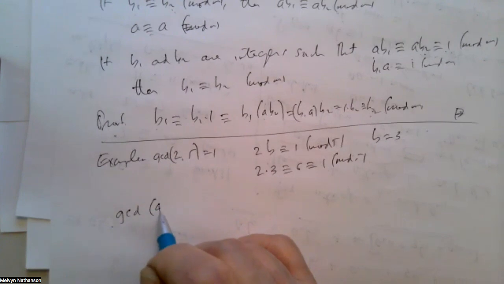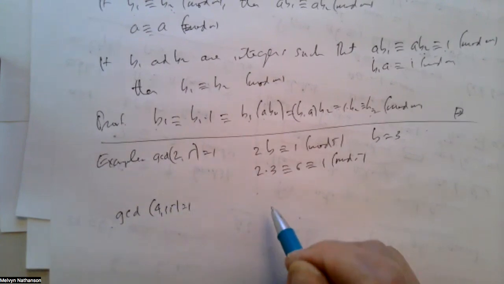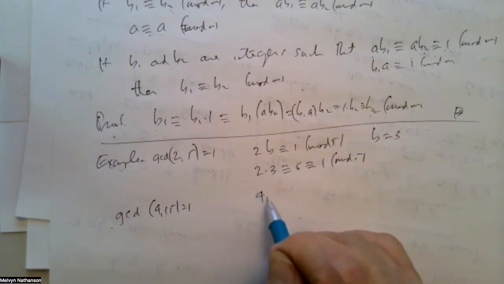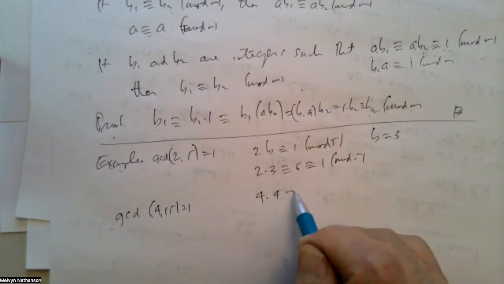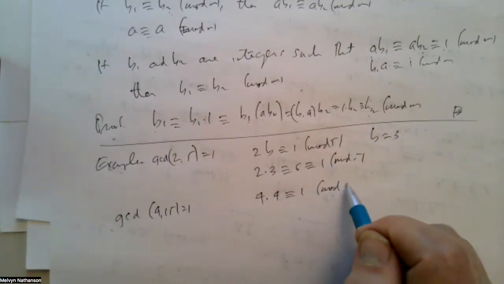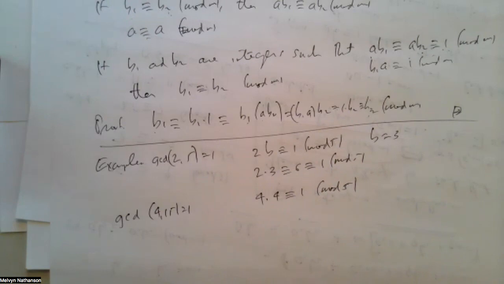The GCD of 4 and 15 is 1. So 4 has an inverse. In fact, it's equal to itself. The inverse is itself. 4 times 4 is 16. Take away 1 is 15. So 4 times 4 is congruent to 1 mod 15.